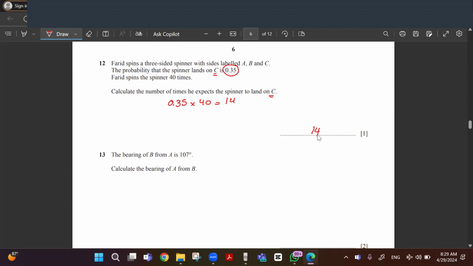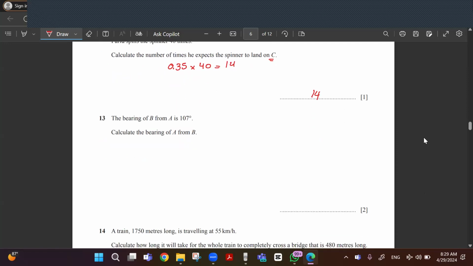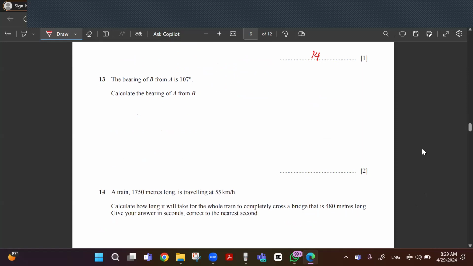Then question number 13. He's telling me the bearing of B from A is 107. Then calculate the bearing of A from B. Look here, I am going to do it in two ways. The traditional way, and then I'm going to tell you about a trick. It's not a trick, yani. First of all, I'm going to draw.